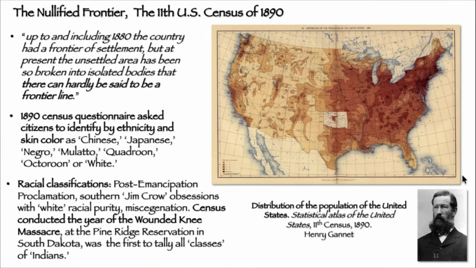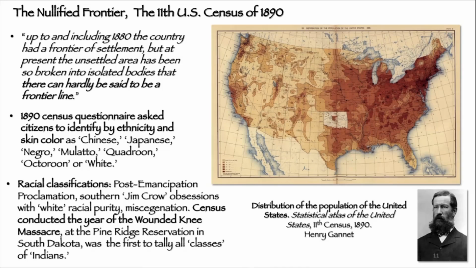The nullified frontier, the 11th census of 1890. This is the census that Turner based his essay on. Tabulating results and mapping them, Henry Gannett concluded that up to and including 1880, the country had a frontier settlement, but at present the unsettled area has been so broken into isolated bodies that there can hardly be said to be a frontier line.